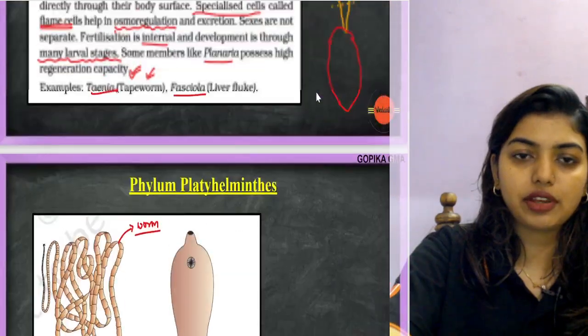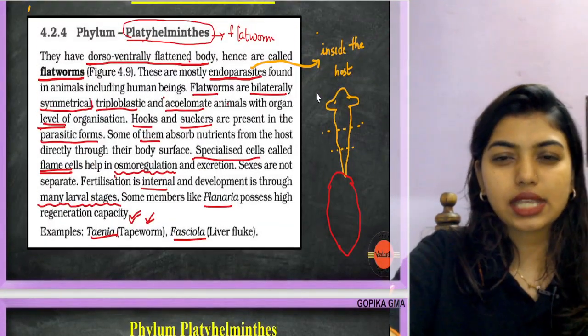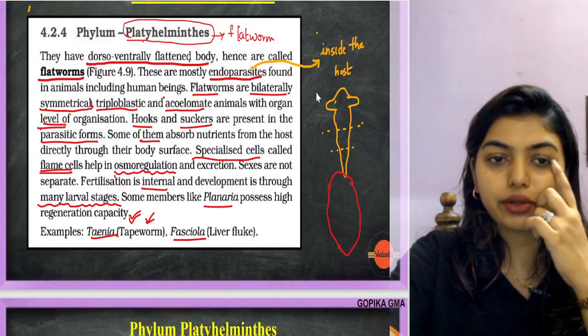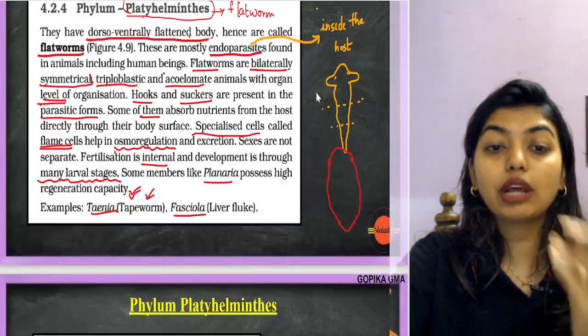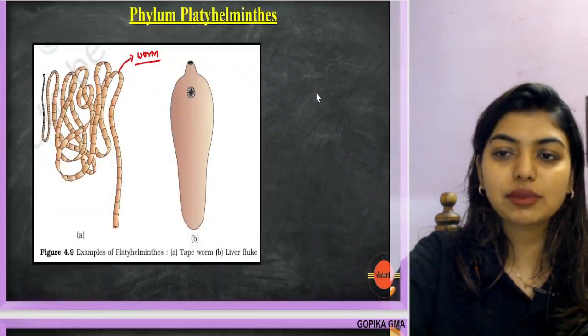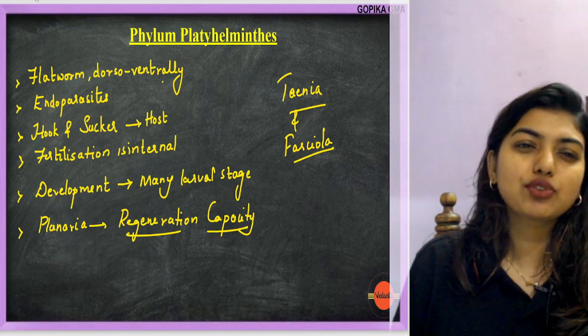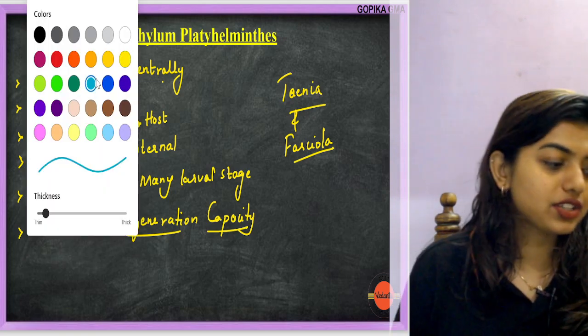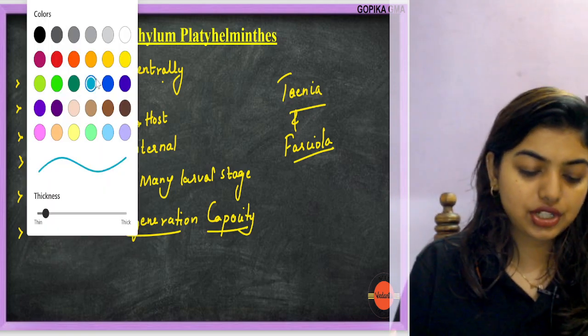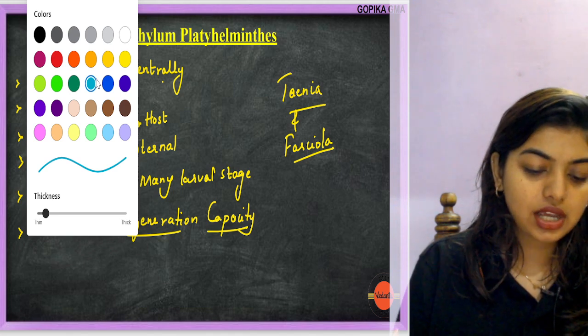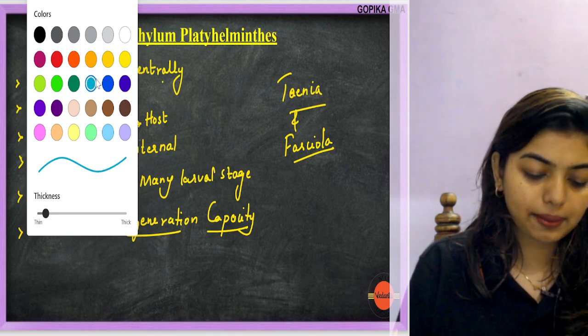Let's just check if we have missed some terms. Hooks and suckers, asymmetrical, bilateral, that I'm not writing, those are general things. Yes, we forgot about flame cells. We cannot forget about flame cells. Flame cells you'll study again in the excretion chapter as well, so you'll not have to take tension about it.